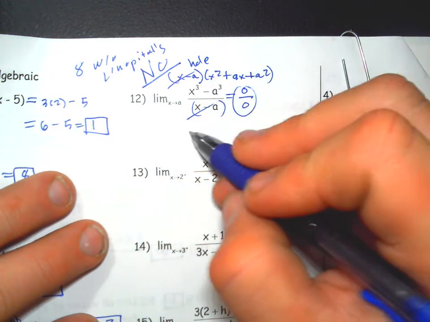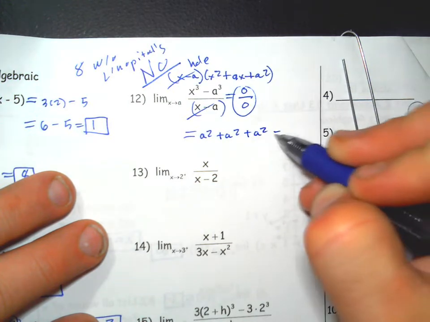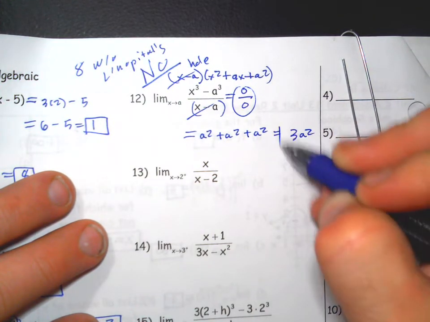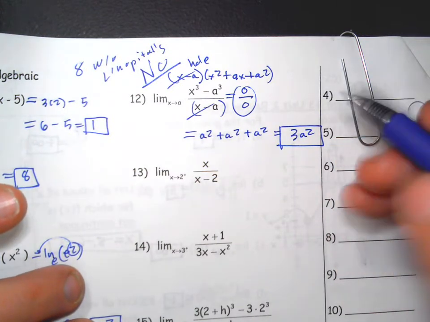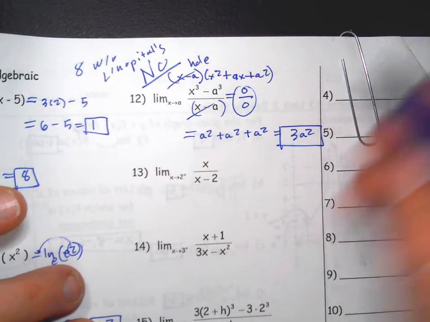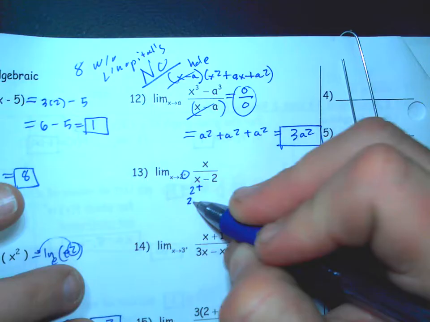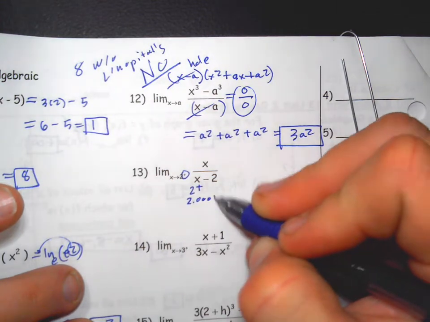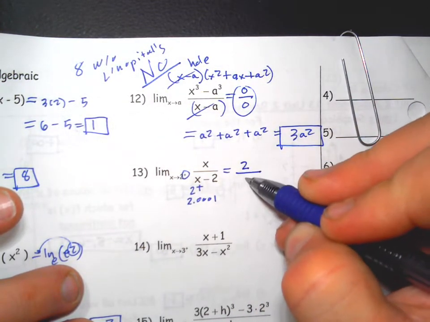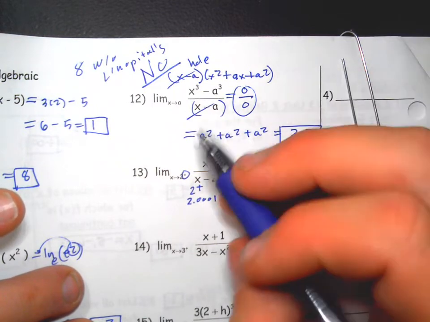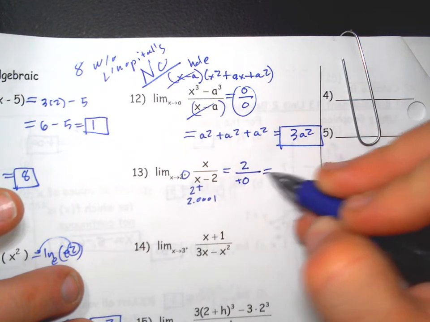Plug a back into here, and we get a squared plus a squared plus a squared, which is 3a squared. Not a to the 6th. They're being added. They're like terms. Add them up. Here we're approaching 2 from the right side, which is like 2.0001. So we're going to get 2 over 0. But is it a positive 0 or negative 0? It's going to be a positive 0 because this is a little more than that. So it's going to go to positive infinity.